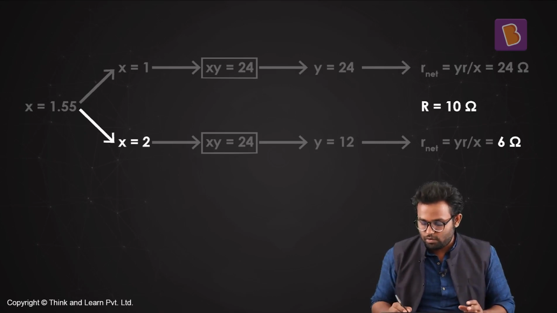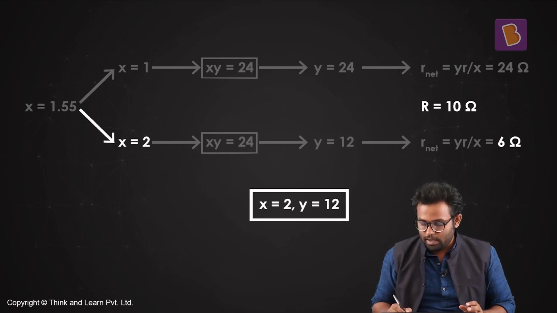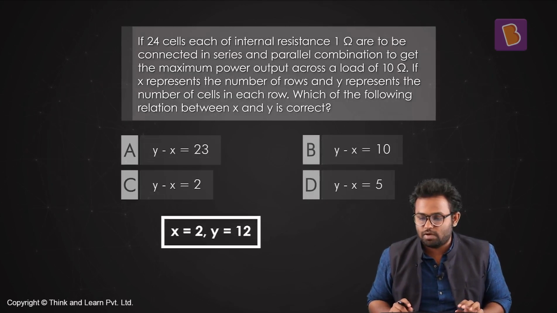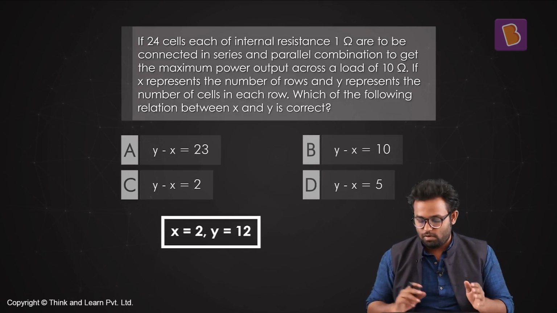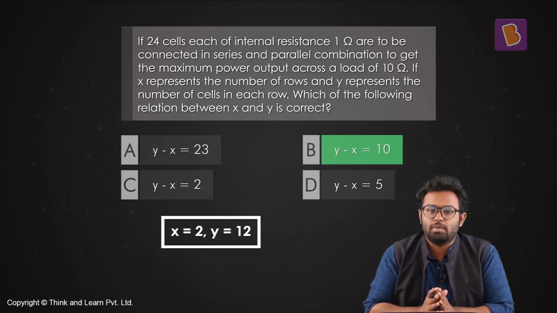So that's the easy way. Here the value of x is equal to 2 and the value of y is equal to 12. So if you look at the expressions that we have given, you see that y minus x will become 10. So option B would be the right option.